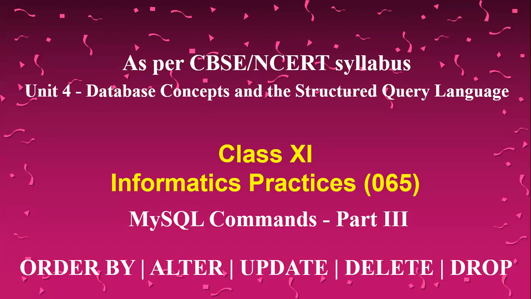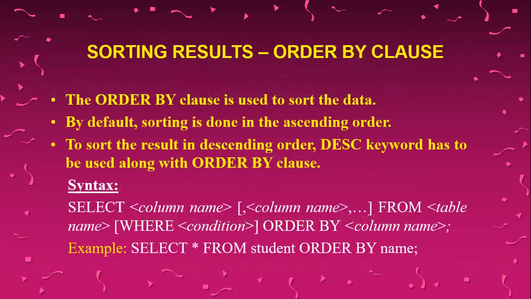Let's begin our tutorial. Today we will be discussing first how we can sort the result, and for that we have the clause ORDER BY. It is used for sorting the data. The table values are not sorted; the original table is not sorted. Only when seeing the result can you see the sorted result. By default, the sorting is done in ascending order. If you want to sort the content in descending order, you have to use the keyword DESC along with the ORDER BY clause.